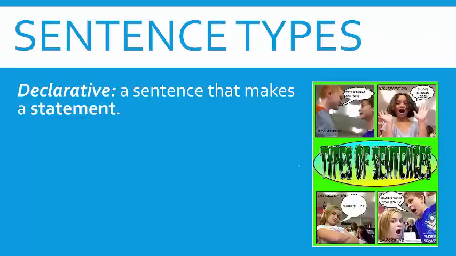Let's go into sentence types now. There are 4 different kinds of sentence types. You've got declarative, and this is a sentence that makes a statement. Right over here, it's raining outside. He's simply saying, it's raining outside. That's the statement used there.